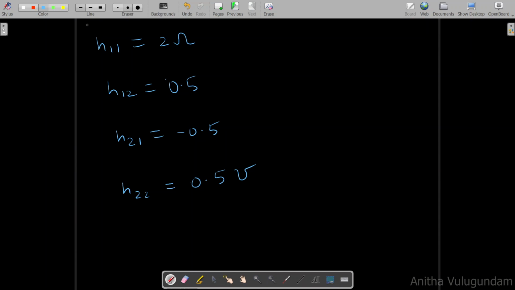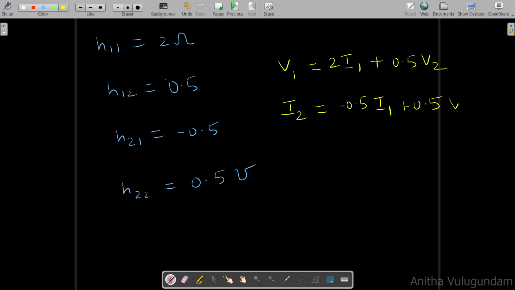In terms of equations, we can write them as V1 equal to 2I1 plus 0.5 V2, and I2 equal to minus 0.5 I1 plus 0.5 V2. This is how we can find the H parameters for the given network.